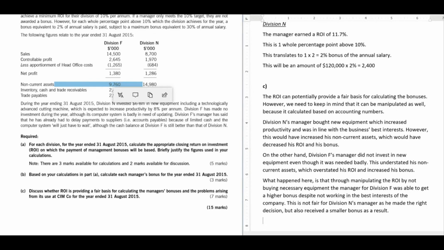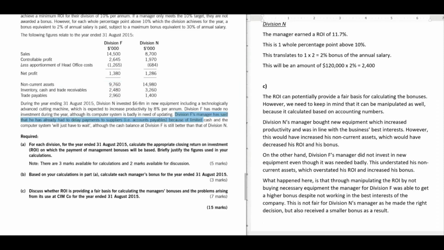Okay, then, and this is a typical type of part. One is that they'll manipulate the non-current assets by keeping old assets or not buying new ones. They'll also sometimes manipulate the current assets, but I don't think they have in this case. Instead, Division F's manager has said that he has already had to delay payments to suppliers, that is accounts payables, because of limited cash, and the computer system will just have to wait, even though his cash balance at Division F is better than that of Division N.